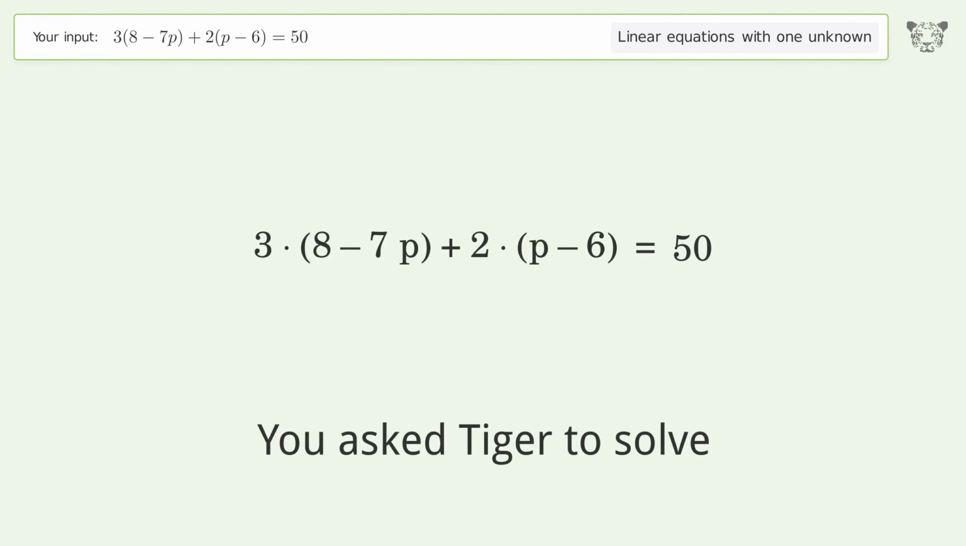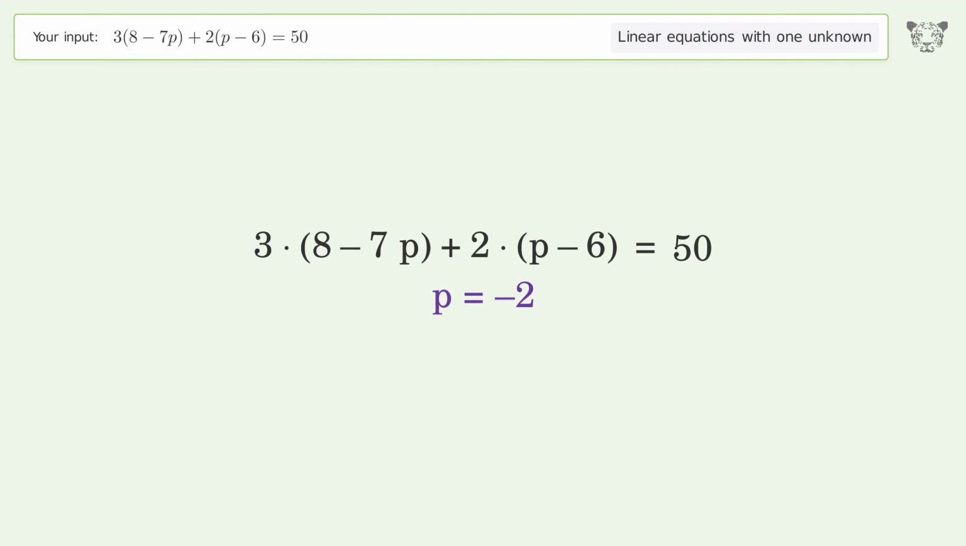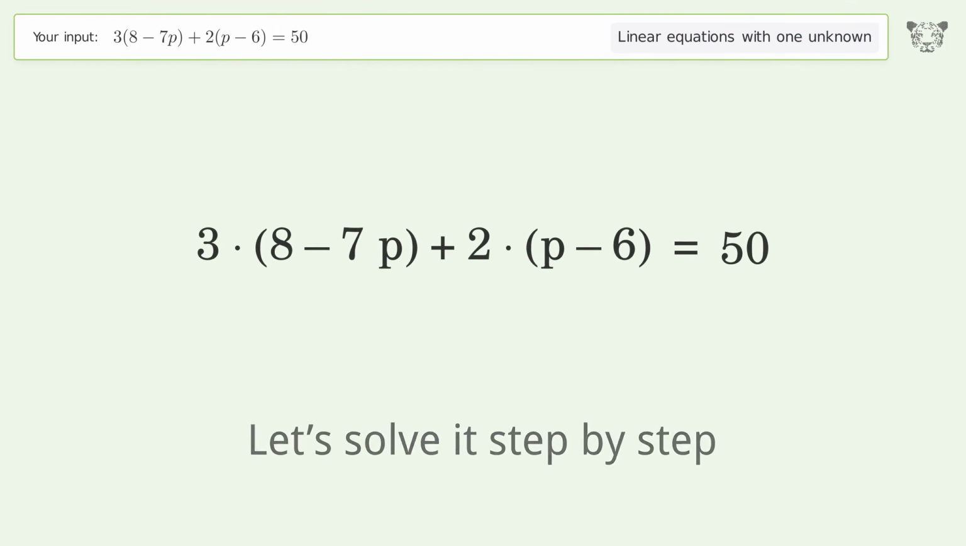You ask Tiger to solve. This deals with linear equations with one unknown. The final result is p equals -2. Let's solve it step by step.